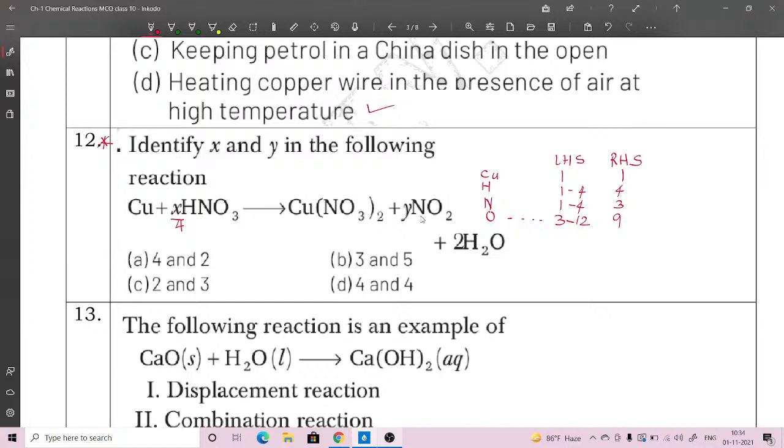Let us check on the right hand side. Option says 2 here, so let us put 2 over here. Copper is 1 only. Nitrogen is this 2 nitrogen and this 2 nitrogen, that is 4 nitrogen.